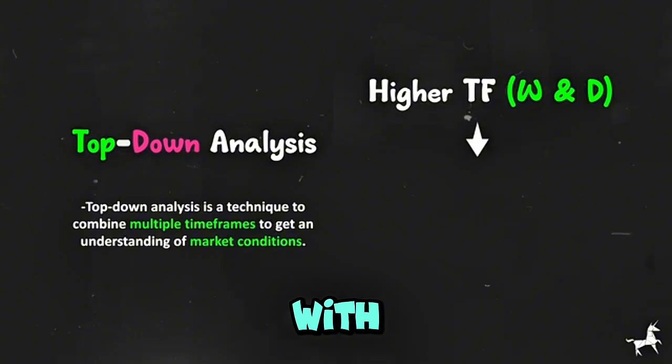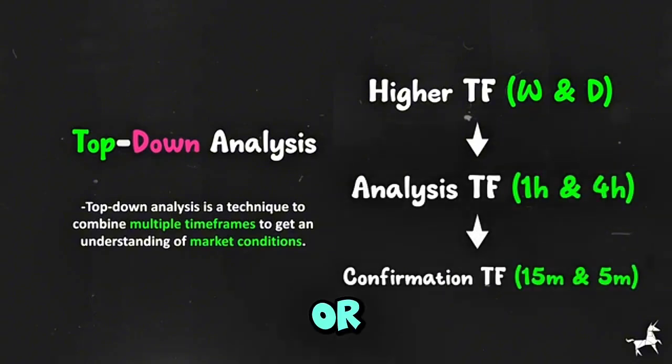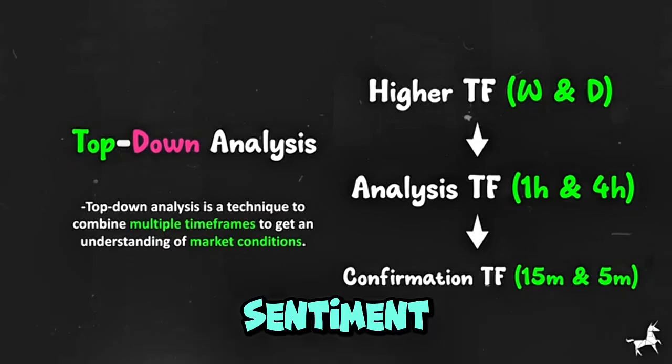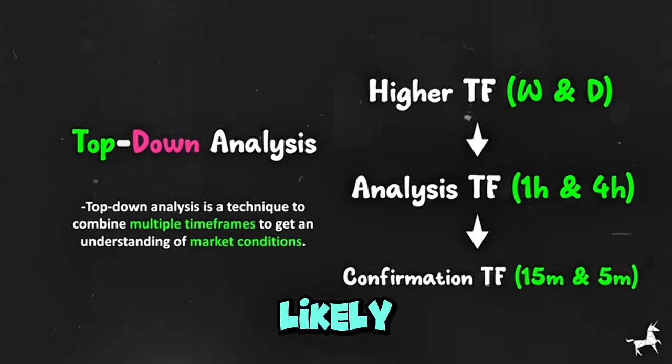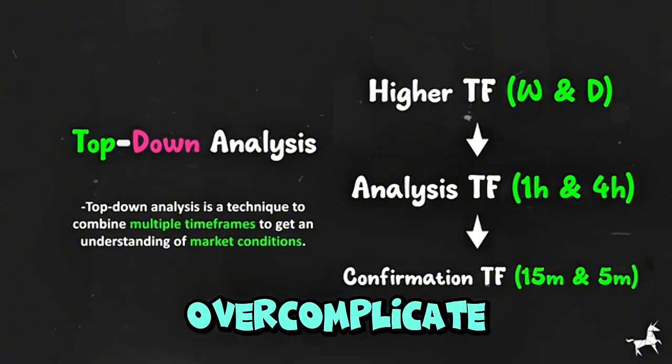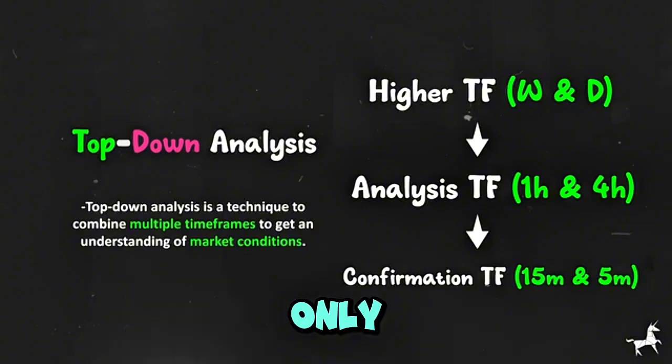The process begins with the higher timeframes, such as the daily or weekly charts, to determine the broader trend, key levels, and market sentiment. These larger perspectives help us understand where the market is likely headed. Once the bigger picture is clear, we shift to lower time frames, such as the 4-hour or 1-hour charts, to pinpoint precise entry and exit points using our trading concepts. The important point here is that we never want to overcomplicate our trading, so we're only going to apply the concepts discussed in this video to the charts. Let me show you how.